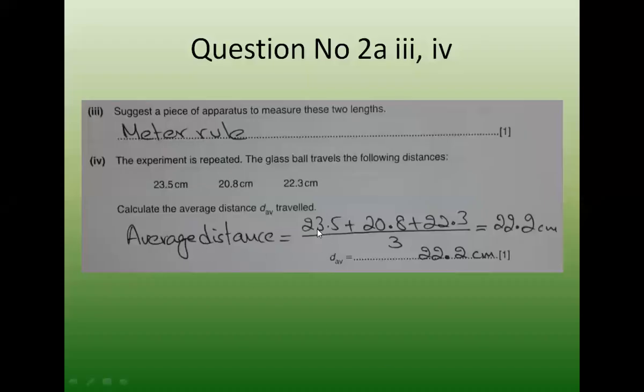You will get the average distance. So average distance is equal to 23.5 plus 20.8 plus 22.3, and whatever the answer is, you divide by 3, you get 22.2 centimeter. So the average distance traveled is 22.2 centimeter.